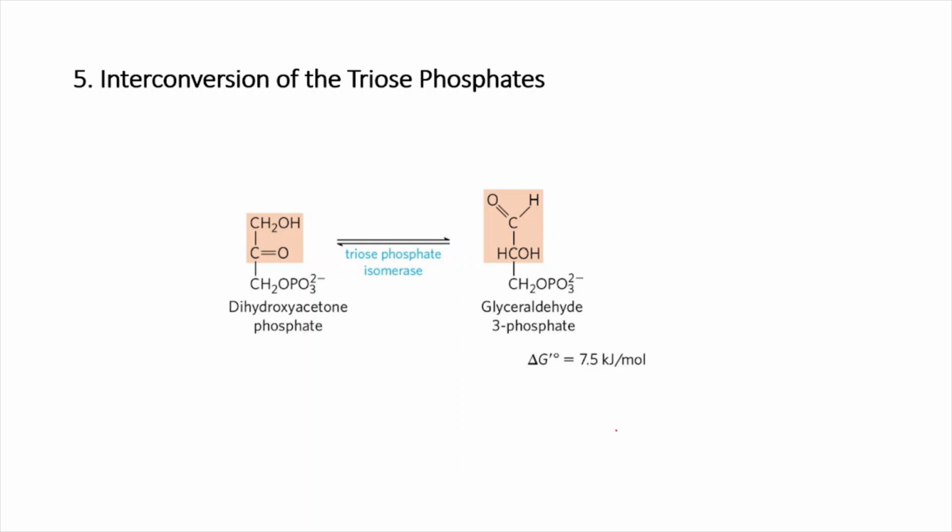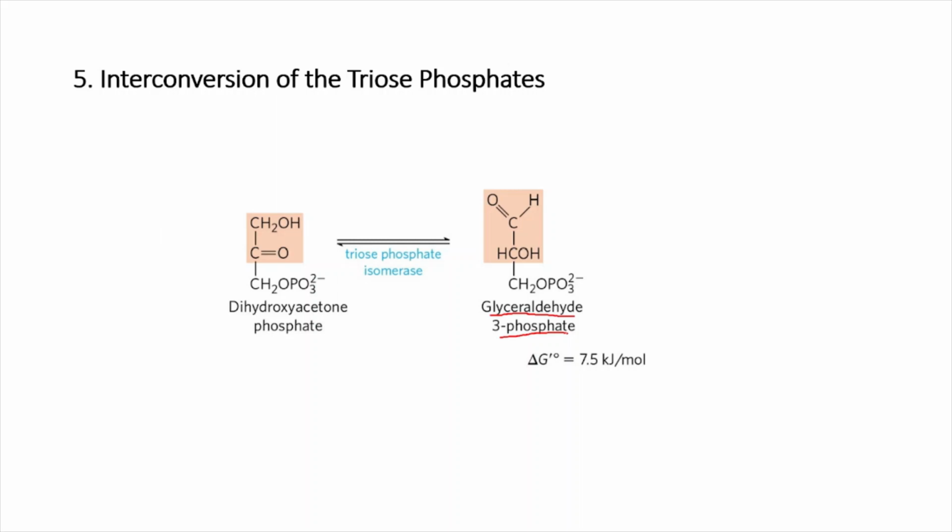The next step is the interconversion of triose phosphates. Why is this step necessary? Because only one of the two triose phosphates formed earlier can be used for the subsequent steps of glycolysis, and that is glyceraldehyde 3-phosphate. So all the dihydroxyacetone phosphate generated in the previous step needs to be converted into glyceraldehyde 3-phosphate in order to continue glycolysis.